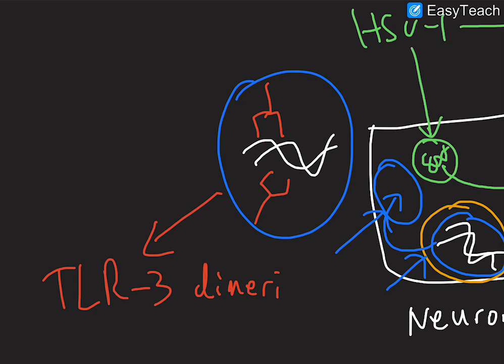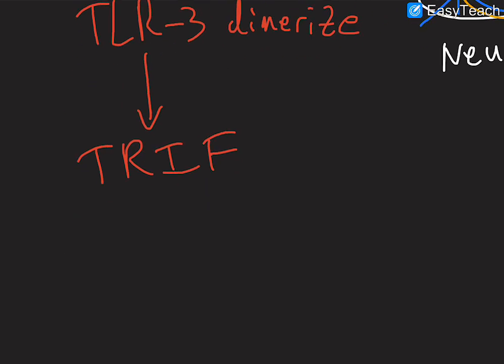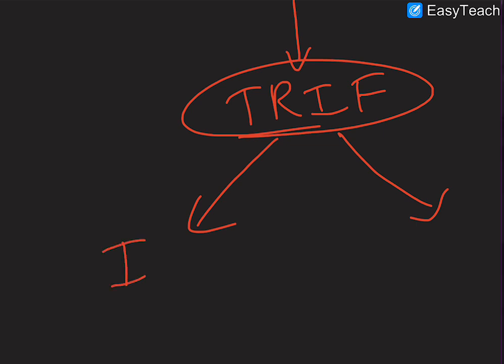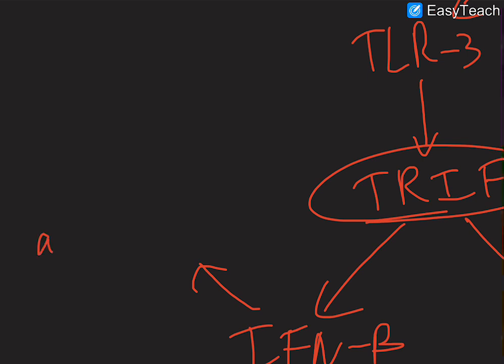This is what we've been covering in our previous videos. Two toll-like receptor 3 molecules can dimerize, okay? And then that leads to the activation of toll-like receptor 3. That can further activate TRIF, not MyD88, right? Like the other toll-like receptors that we've been talking about, but TRIF. Okay, TRIF gets activated. Then TRIF can activate two different things.